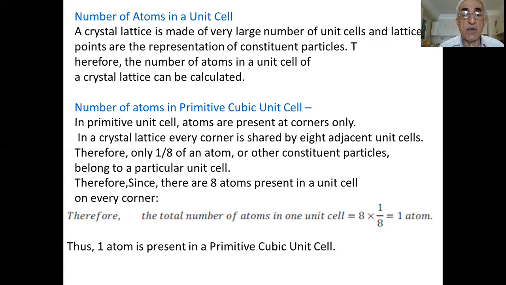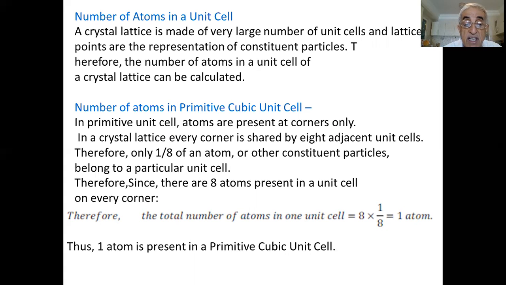Therefore, the number of atoms in a unit cell of a crystal lattice can be calculated. Number of atoms in a primitive cubic unit cell: in a primitive unit cell, atoms are present at corners only. In a crystal lattice, every corner is shared by 8 adjacent unit cells. Therefore, only 1/8 of an atom or other constituent particle belongs to a particular unit cell.